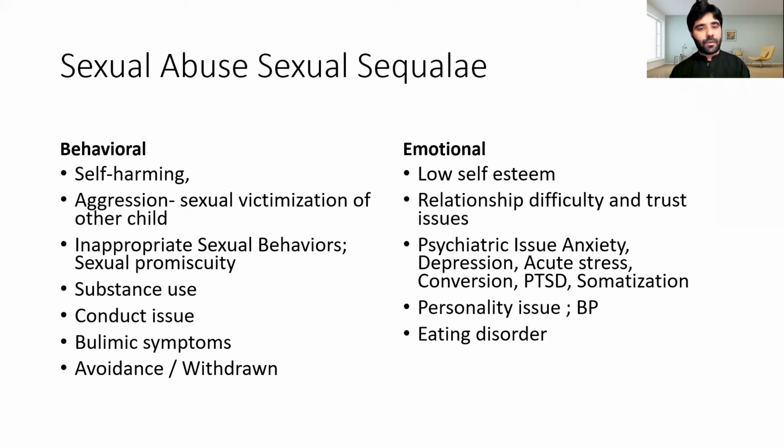If we see the sequelae of child abuse, this includes behavioral problems and emotional problems. The behavioral problems include self-harming behavior, aggression, sexual victimization of other children, inappropriate sexual behavior including sexual promiscuity, substance use, conduct issues, bulimic symptoms, avoidance, and being withdrawn from other people. The emotional problems include low self-esteem, relationship difficulty, and trust issues. Psychiatric issues are in the form of anxiety, depression, acute stress, acute psychosis, conversion, PTSD, somatization, personality issues, and eating disorder.